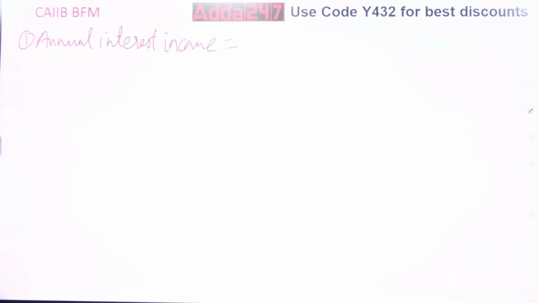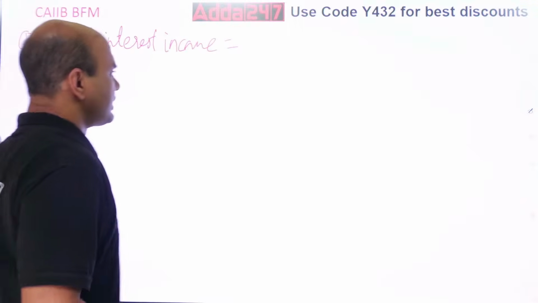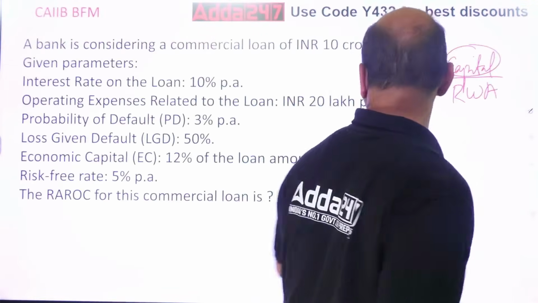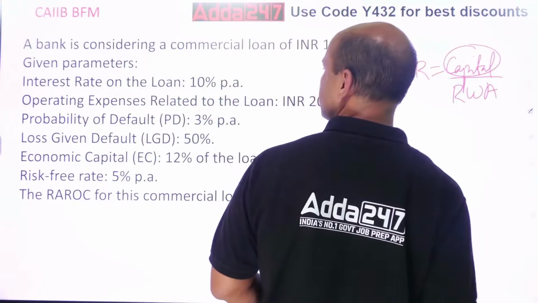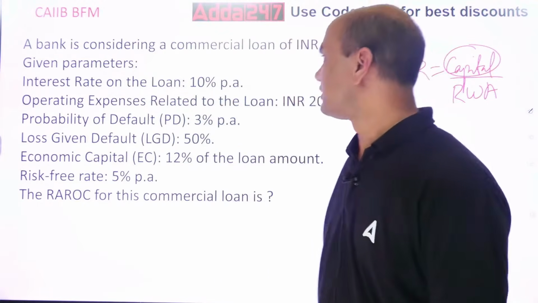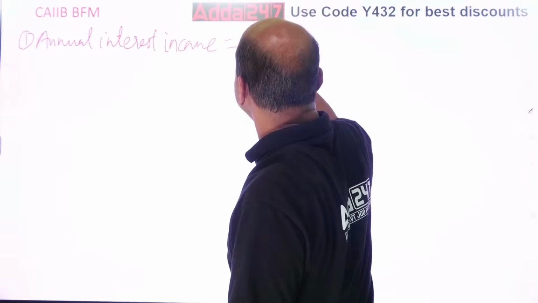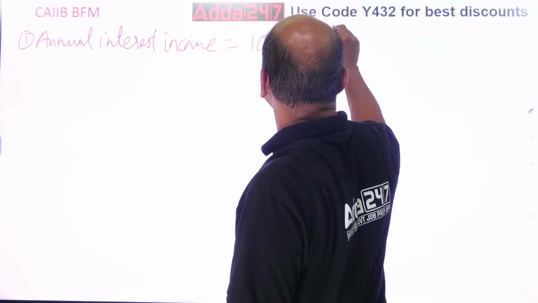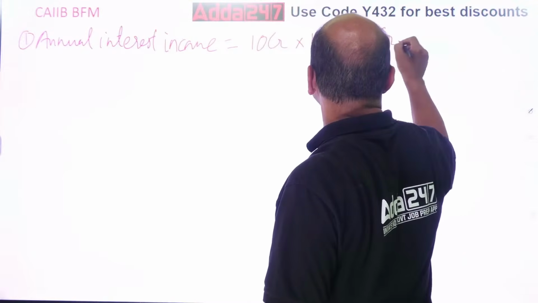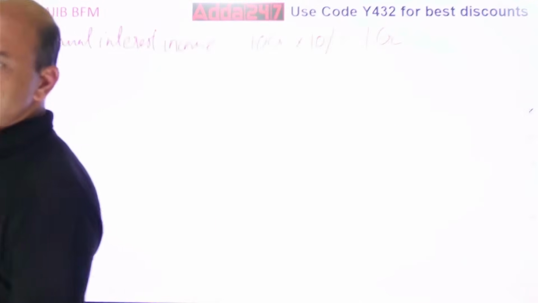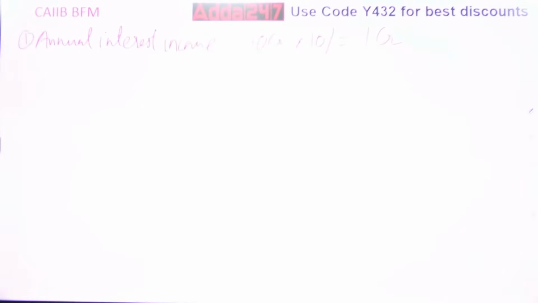So what are you getting? 10 crores and 10%. So it is 1 crore, right? Probability of default is 3%. Everything is given to you. Yeah, PD is given. So that is equal to 10 crores into 10%, which is equal to 1 CR. 1 CR is my annual interest income. Got it, everyone? Annual interest income is 1 CR.